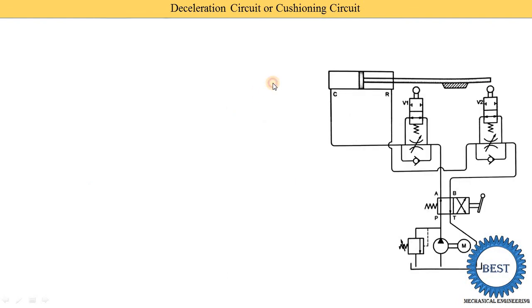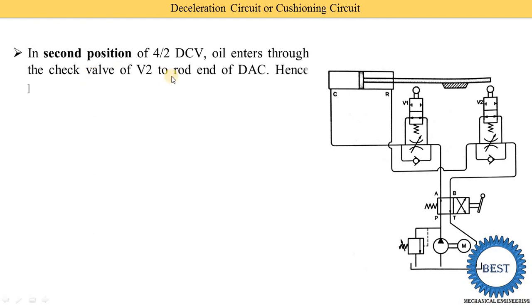In the second position of the 4x2 DCV, oil enters through the check valve of V2 to the rod end of the double acting cylinder, hence the piston is retracted. In the second position, you see this cross line is drawn, which means the P port is connected with the B port, and the A port is connected with the T port.